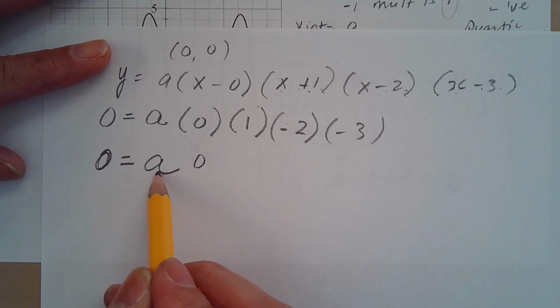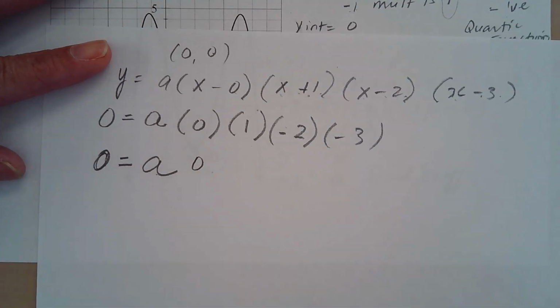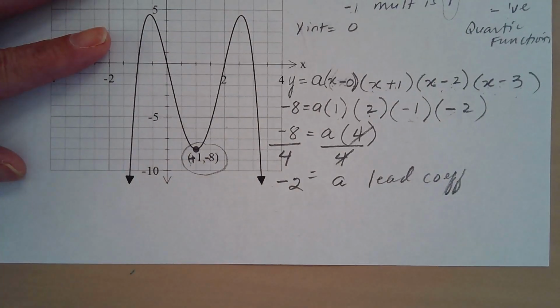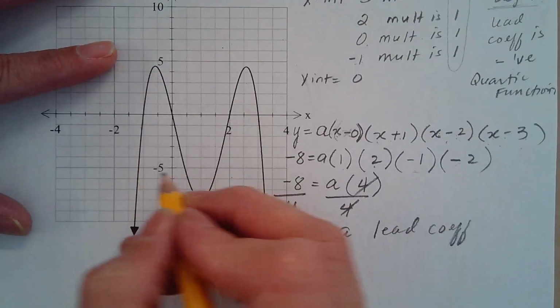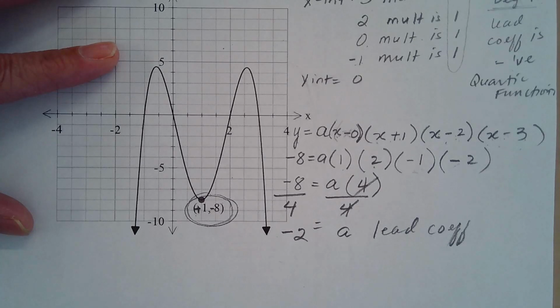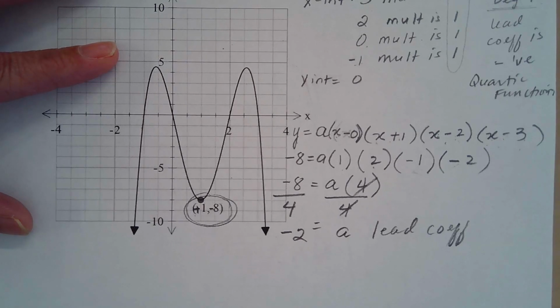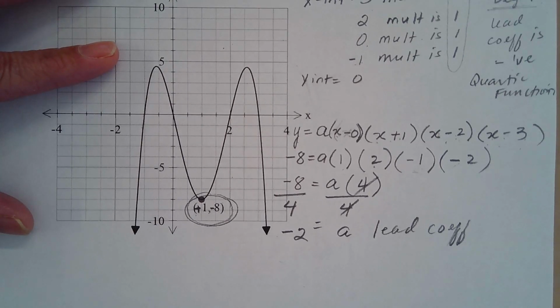Because A, whatever that value is, times 0 will give us 0. So yeah, we can't. That's why we're using this point here. So you can only use the y-intercept method when y does not equal 0. There has to be a different one.